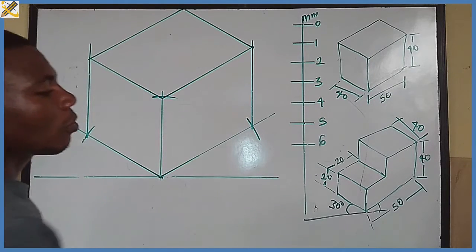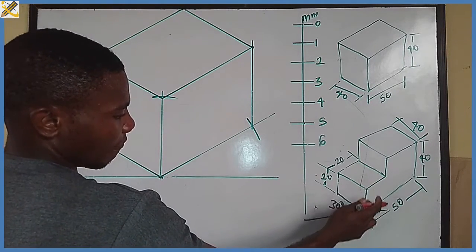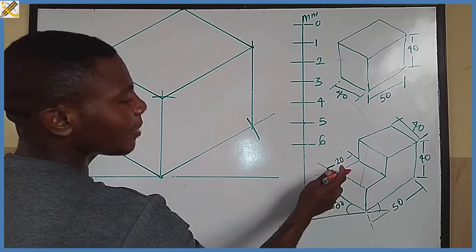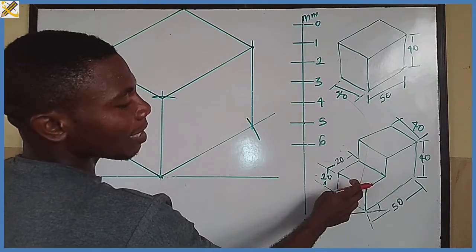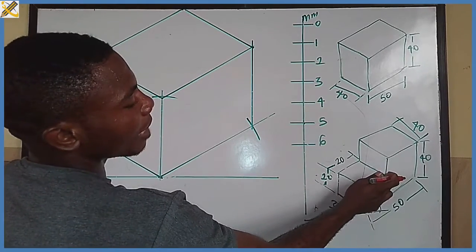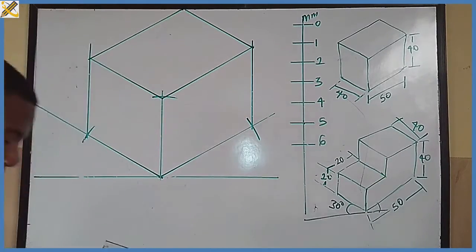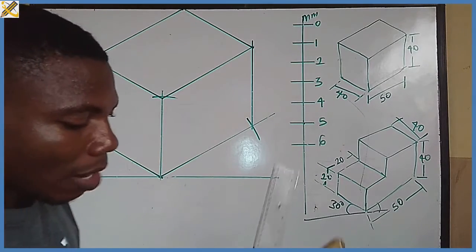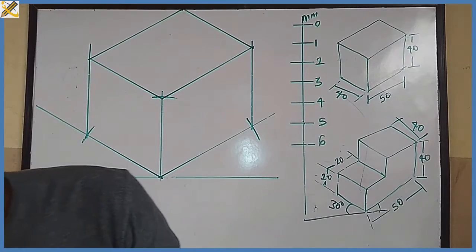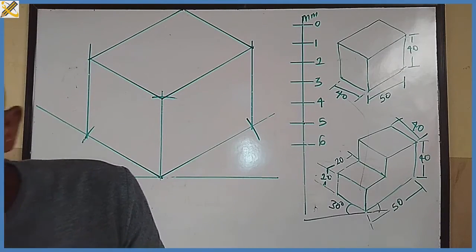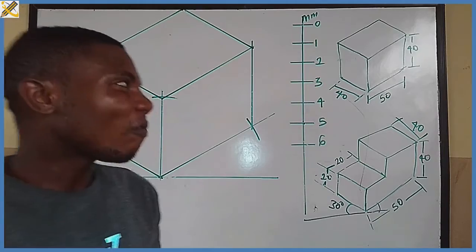All right, so the height from here to here is what? It is 20. When the other height is 40 and here to here is 20, that implies that this area to this area is also what? It is 20. So with your ruler or your compass, or whatever you are using to do your own dimension, pick the length of 20.